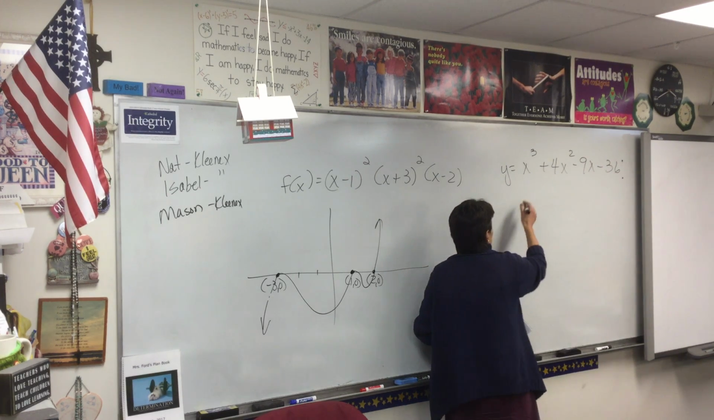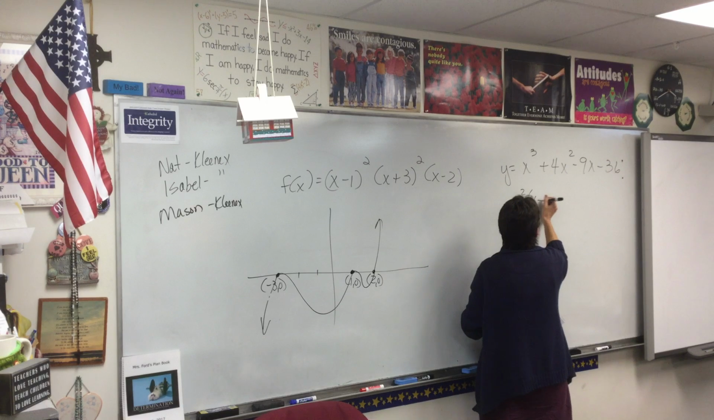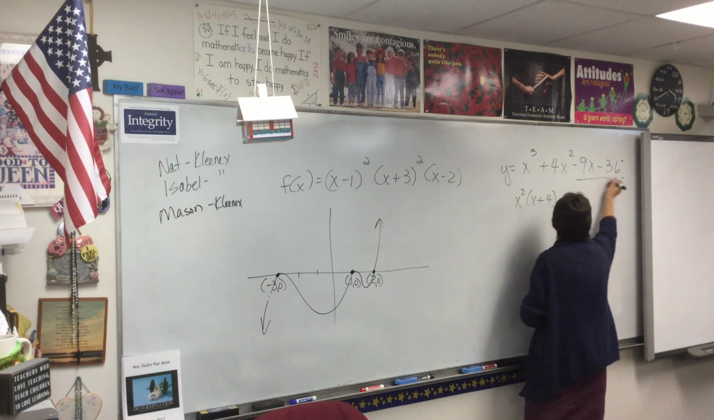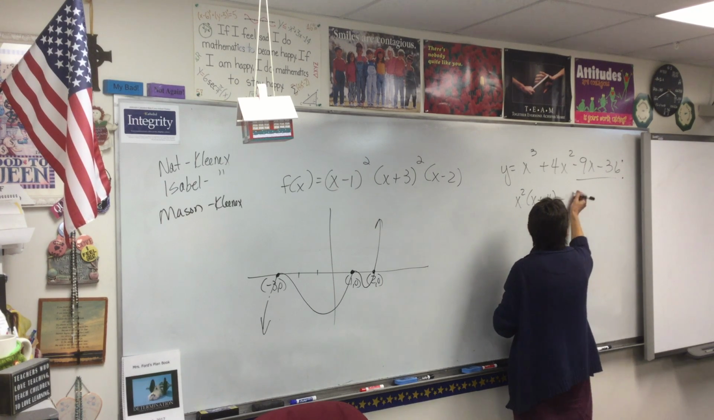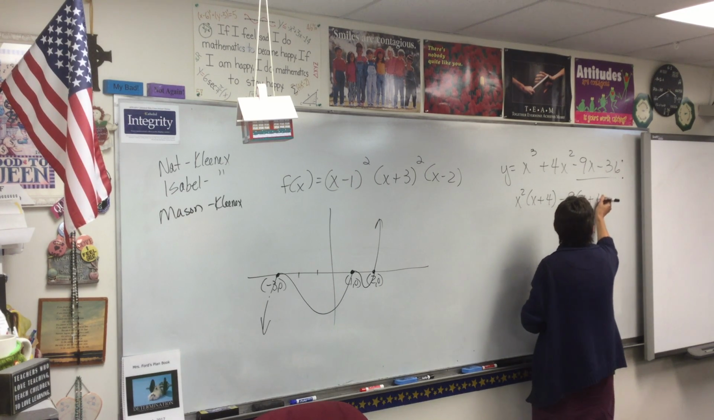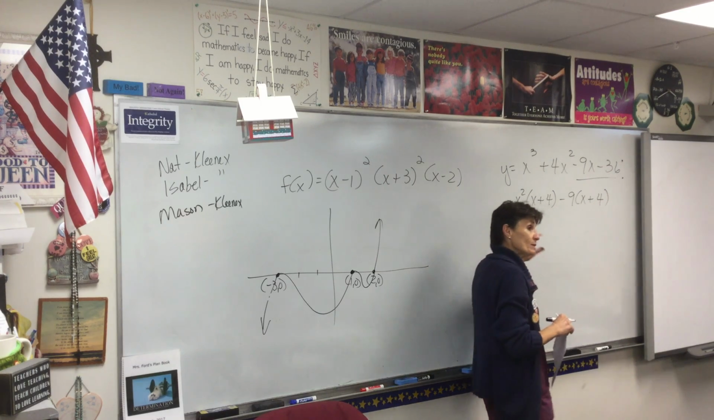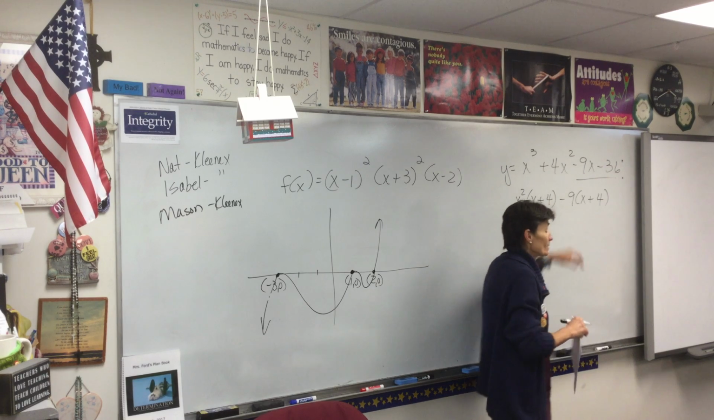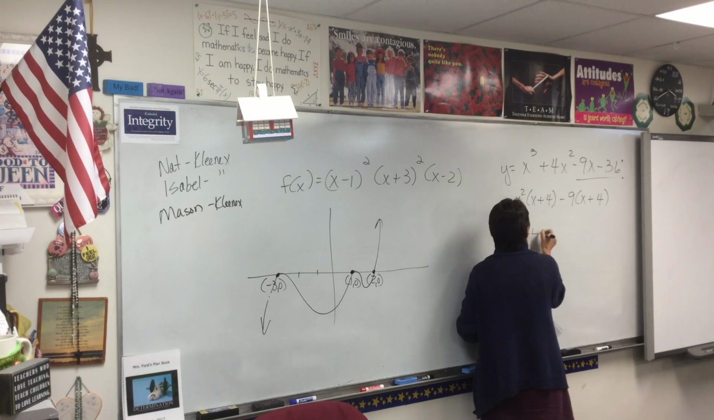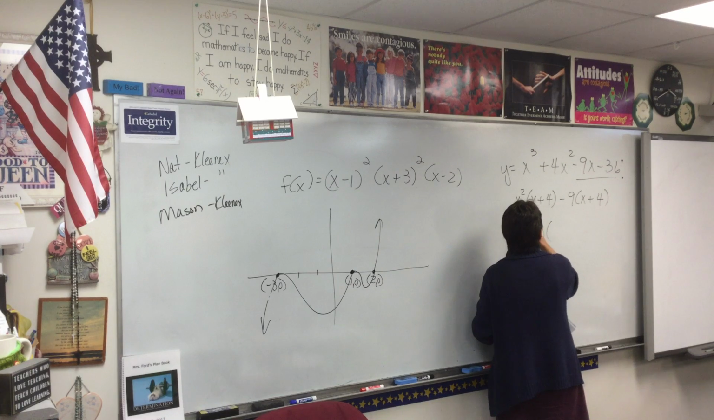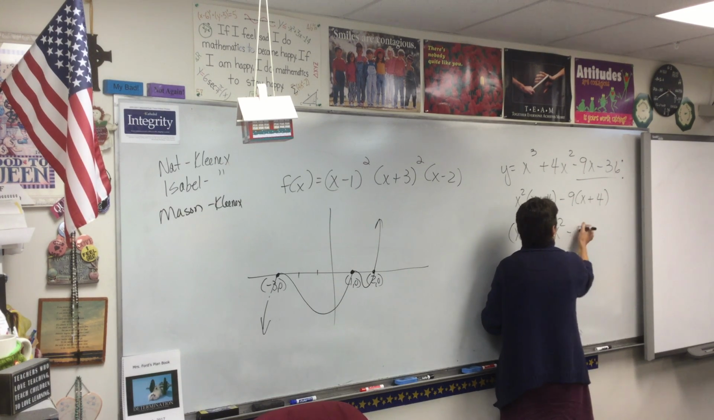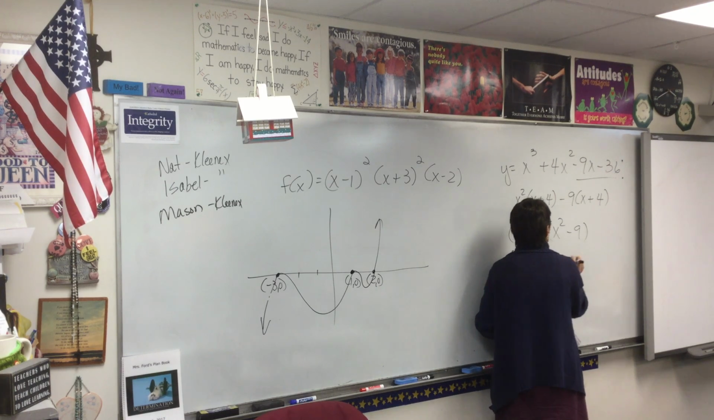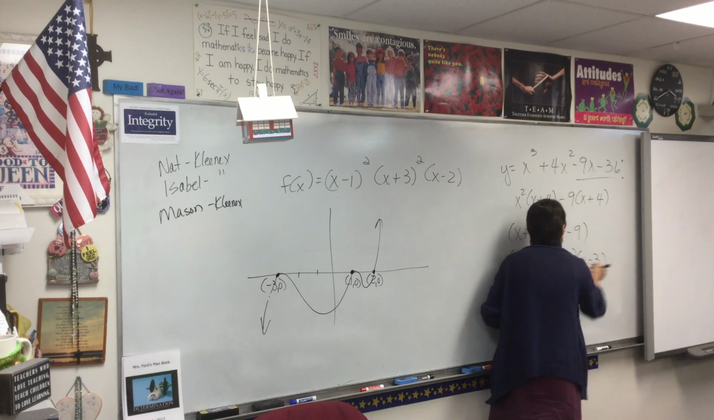So I'm going to just group it. I'll take an x squared out. And what can I take out of these? Negative 9, leaving me with x plus 4. Remember what we talked about? This is what has to happen, right? So we have our x plus 4. And then what else do we have? X squared minus 9, which is x plus 3 times x minus 3.